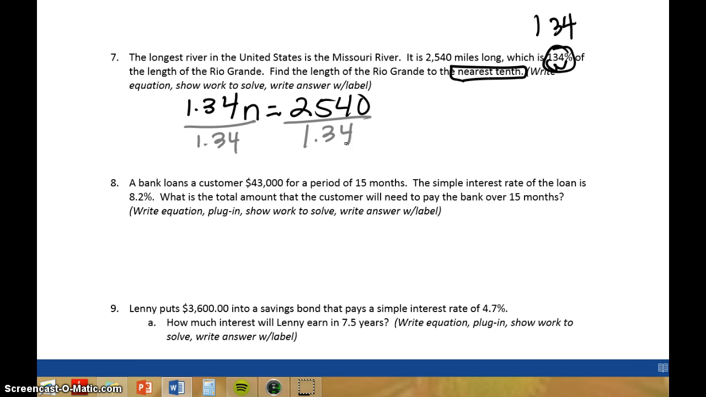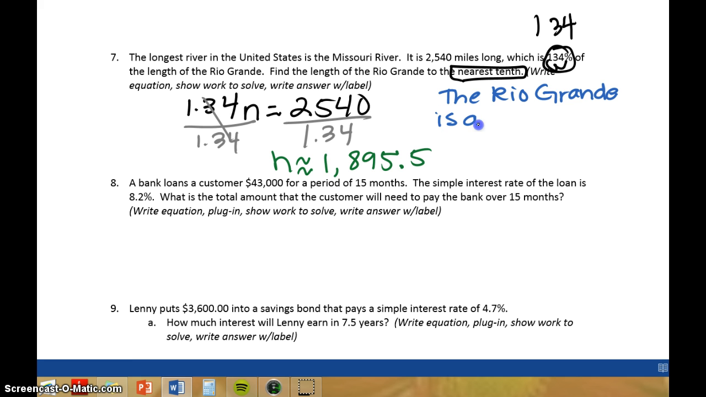And when I divide those two, I end up getting an approximation. I have to round here. So my n approximately equals 1,895.5 miles. I had to round that to the nearest tenth. Now, my final answer should be written again in a complete sentence, so I would write the Rio Grande is about 1,895.5 miles long.